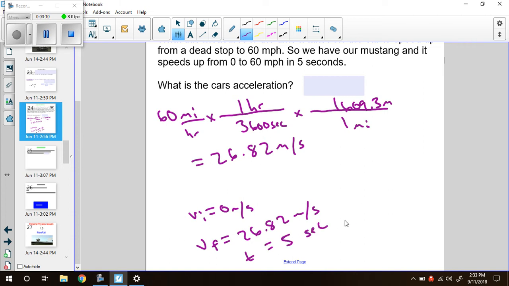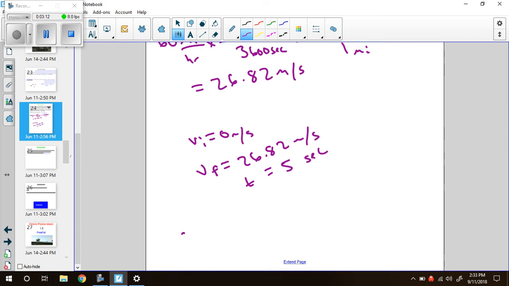So going back to our acceleration formula, our acceleration should equal 26.82 minus 0 divided by 5. So it should be about 5.36. I'll go to the 100th spot. So acceleration equals 5.36 meters per second squared.